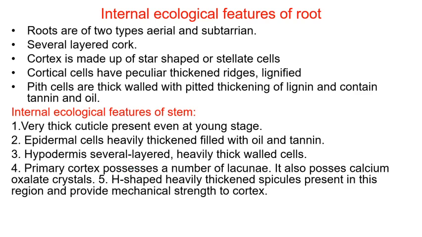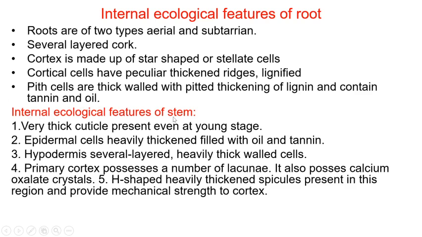Internal ecological features: the roots are of two types, aerial and subterranean. Aerial roots are called pneumatophores and some roots are subterranean. Several layers of cortical cells are there. If we take a section of a pneumatophore or leaf or stem, the cortex is made up of star-shaped or stellate cells. Another feature is that cortical cells have peculiar thickened ridges and they are lignified. The cell wall is lignified. That's why they give mechanical support to the plant body. Pith cells are thick-walled with pitted thickening of lignin and contain tannin and oil.